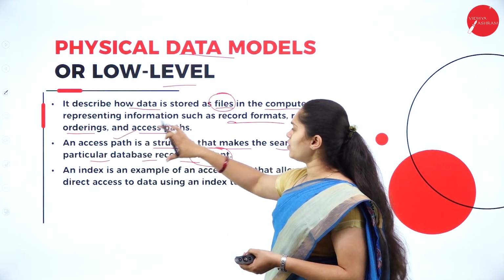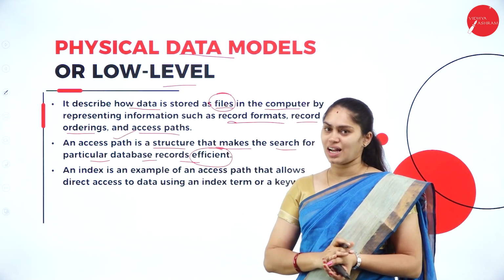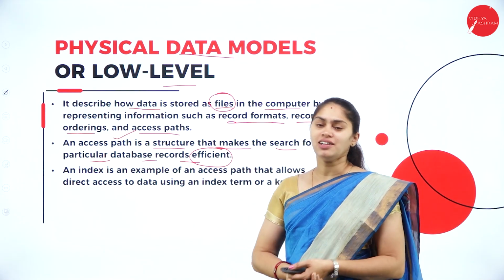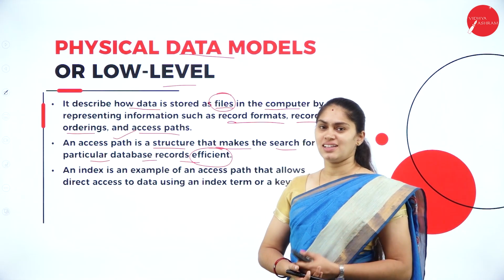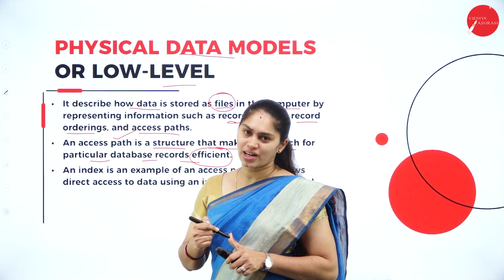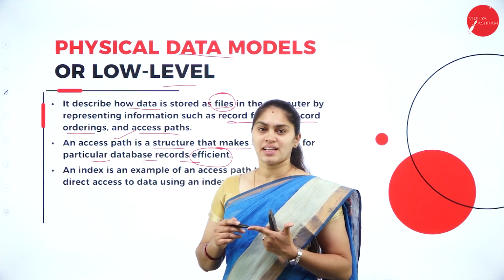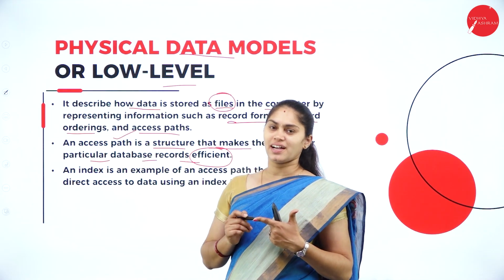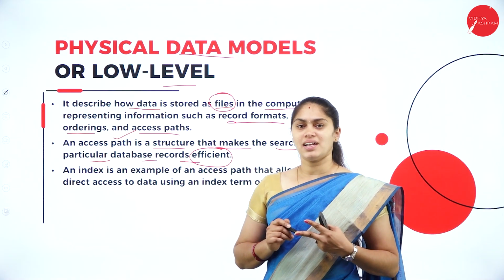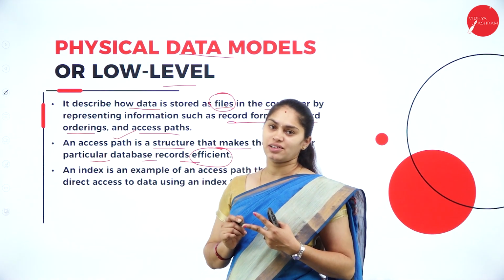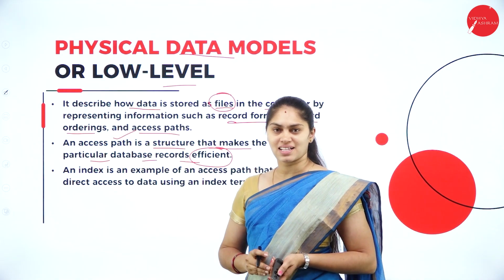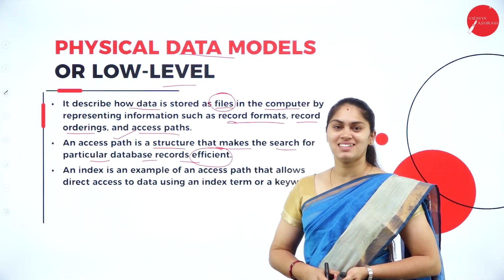Fine. So by making use of these concepts, we are going to describe the data structure and define the structure of a database. So these are the data models. We have a conceptual one, with entity, attribute and relationship, and we have a representational one, where we represent the structure of a database by making use of RDBMS, and we have a low level one. Here we are describing it with the help of files. That file includes record format, record ordering, as well as the access path. I hope you all understood this data model.